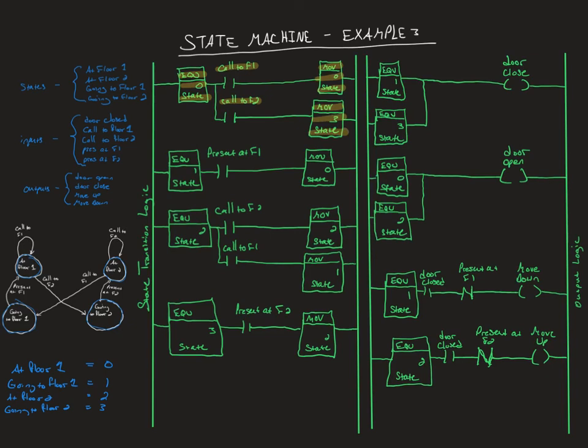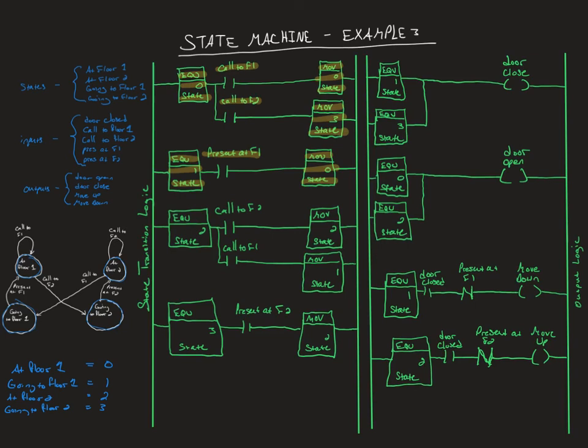Now, let's say that we are going to floor 1, which means we are in state 1, and then suddenly we get the present at floor 1 sensor. Well, then we are to move a 0 into the state representation.